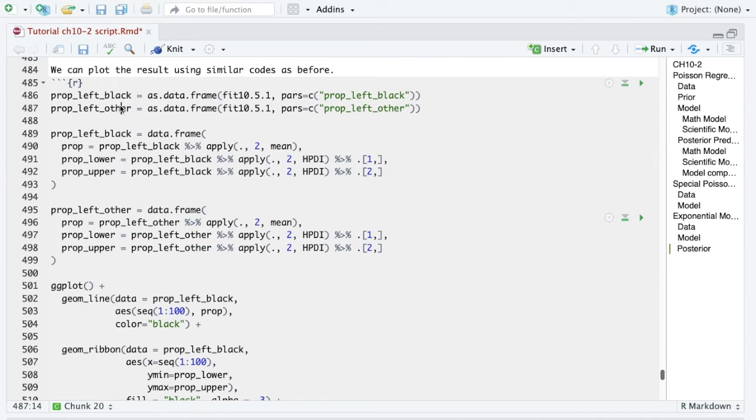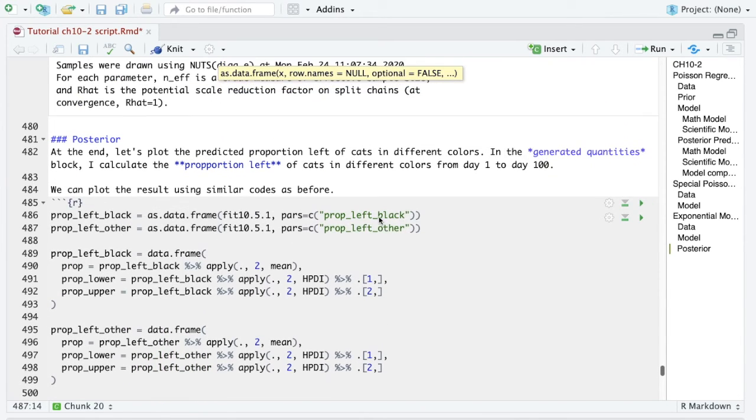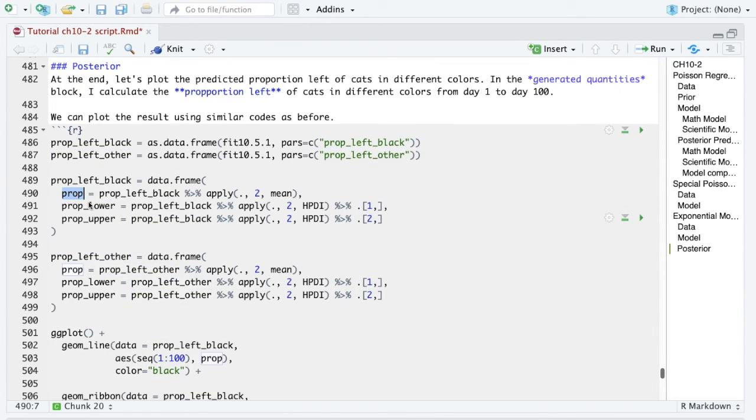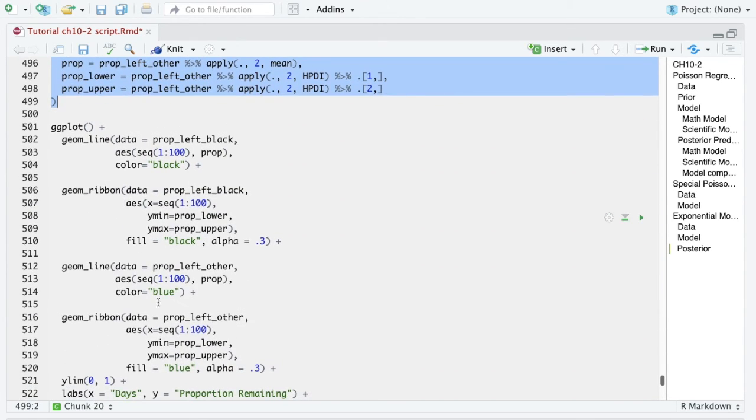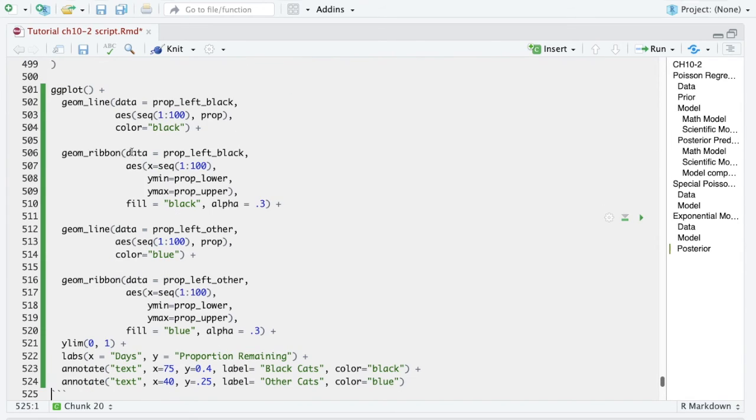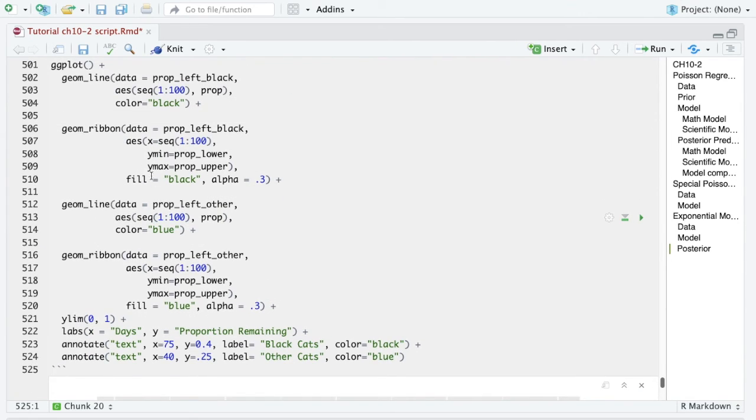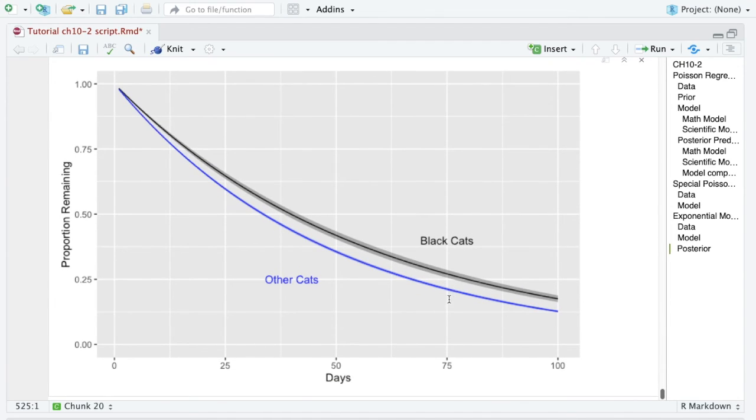And in the posterior plot, we extract the samples for black cat prediction and non-black cat prediction separately, and then calculate the prediction mean and upper bound and lower bound for black cat and non-black cat separately as well. And in the final prediction plot, we draw the geometric line and geometric ribbon separately, and you will have a result like this. So you can see that on day 0, all the cats are left in the shelter, but after 50 days, like 27% of the non-black cats are left. However, like 35% of the black cats are still left.